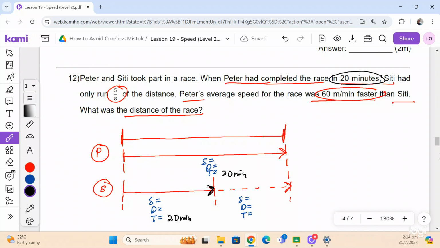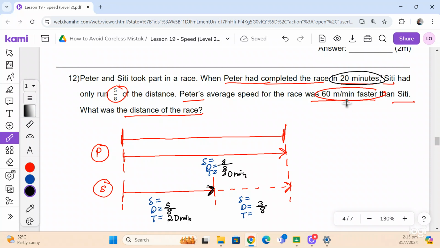Again, if you go back to my earlier lesson, we don't cut the model into 8 parts. We just put down the fraction inside the model. That is 5 units. Siti has run 5 units, and she has another 3 more units to complete. And Peter has completed the whole race, which is 8 units, one whole. So the entire race is 8 over 8. So this is what you do when you see fractions, right? You put it into the model, you don't have to cut it into many parts.